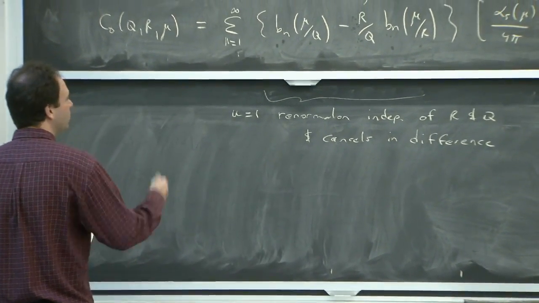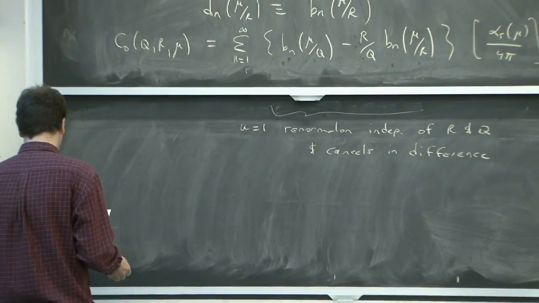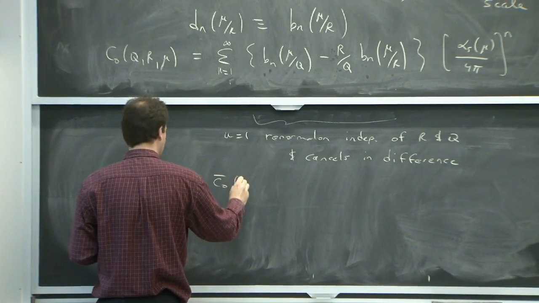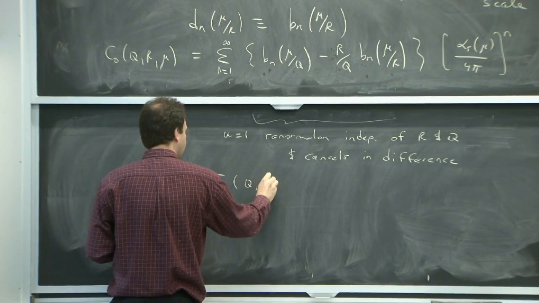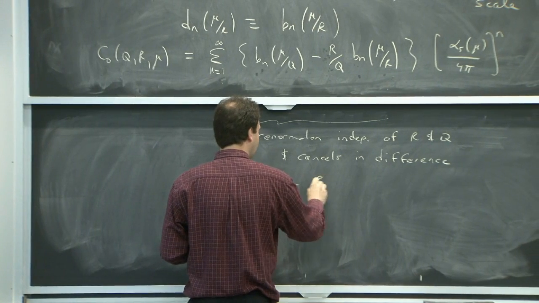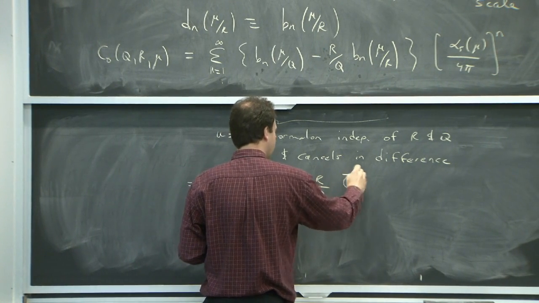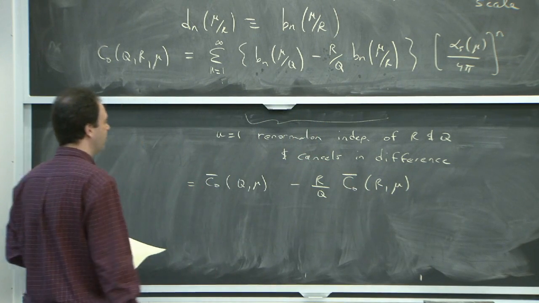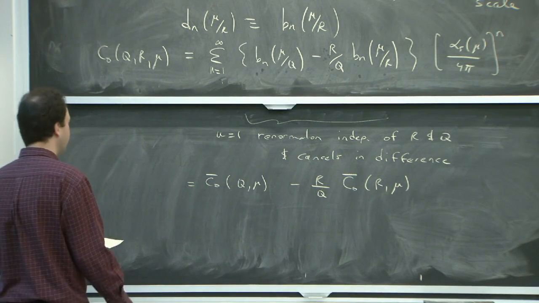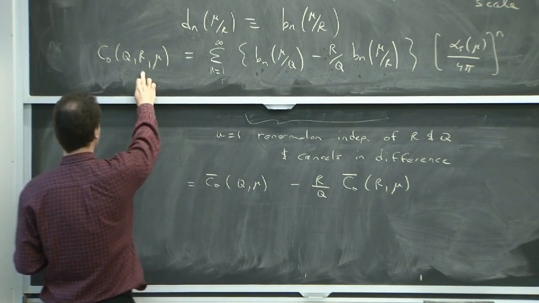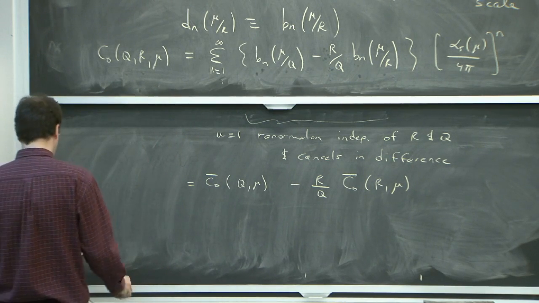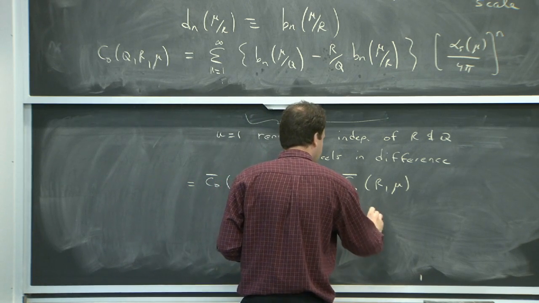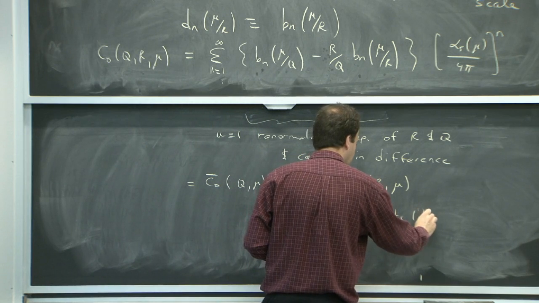OK, so after you've got this definition, you could actually formally write this as C0 bar of Q comma mu, if you want to think about what it is, minus R over Q, same Wilson coefficient, replacing all the Q's by R. Okay, so that's another way of saying what the scheme change is from MS bar results to this result. And this R is acting like an IR cutoff to get rid of the bad problem.